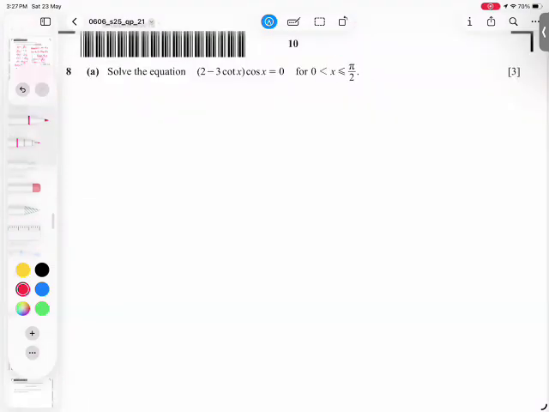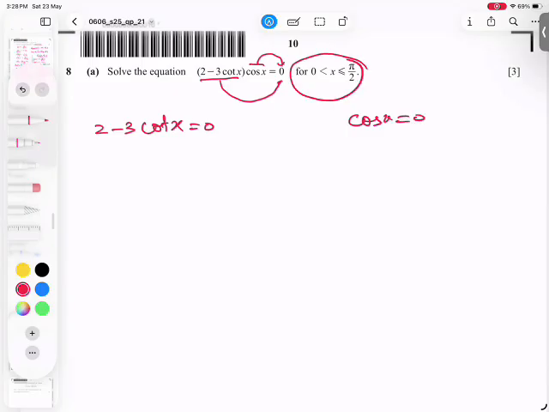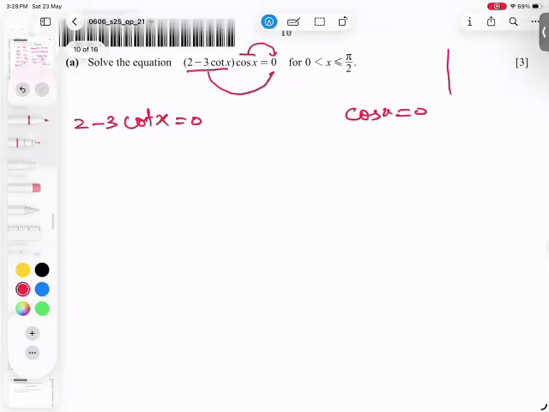Question number 8, students, we have now. And given here is 2 minus 3 cot x times cos x equals 0. So whenever 0 is there, we say either the first part equals 0 or the second part equals 0, one by one. We can write it like this. Answer in the first quadrant only. You can see 0 to pi by 2. So it's starting from here, ending at this point. So only the first quadrant, we have to answer.